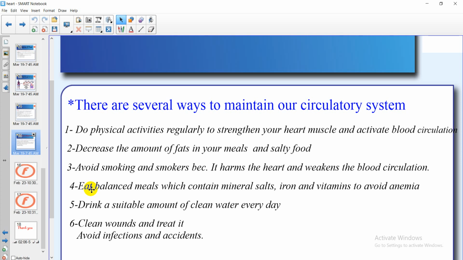So this is our circulatory system, primary 5. We talked about the structure and function of the circulatory system and what is the meaning of circulatory system. And we talked about the heart and blood vessels and blood and how you can keep your circulatory system healthy and the circulation of the blood.